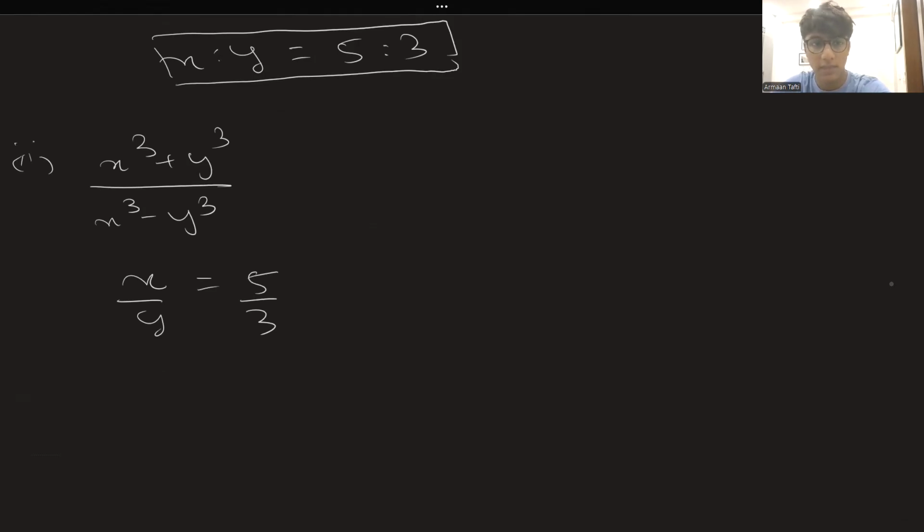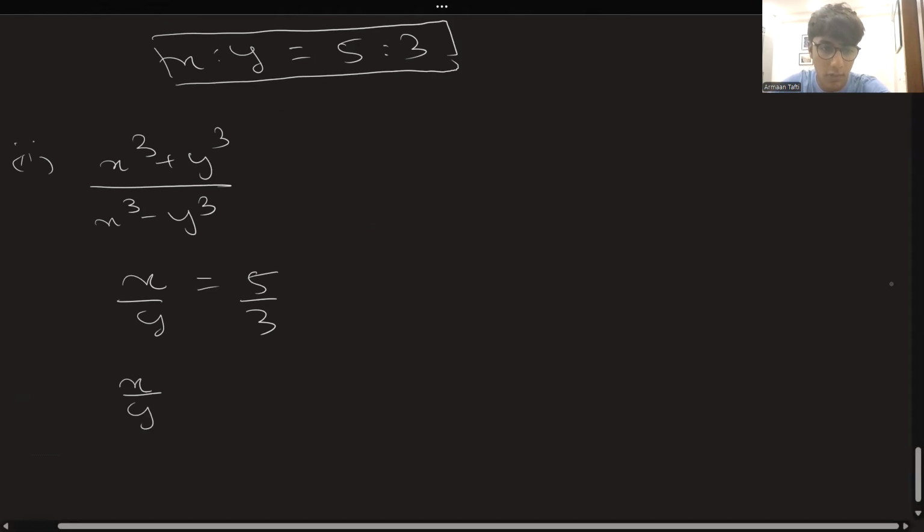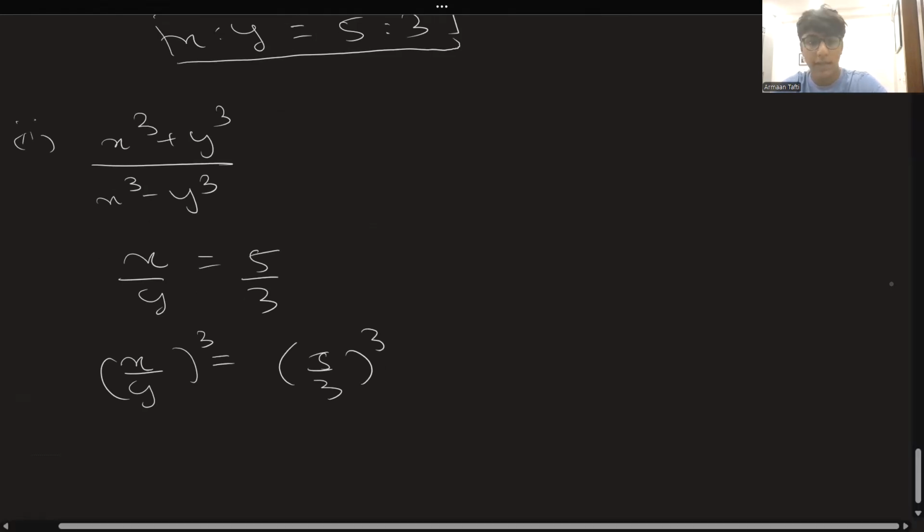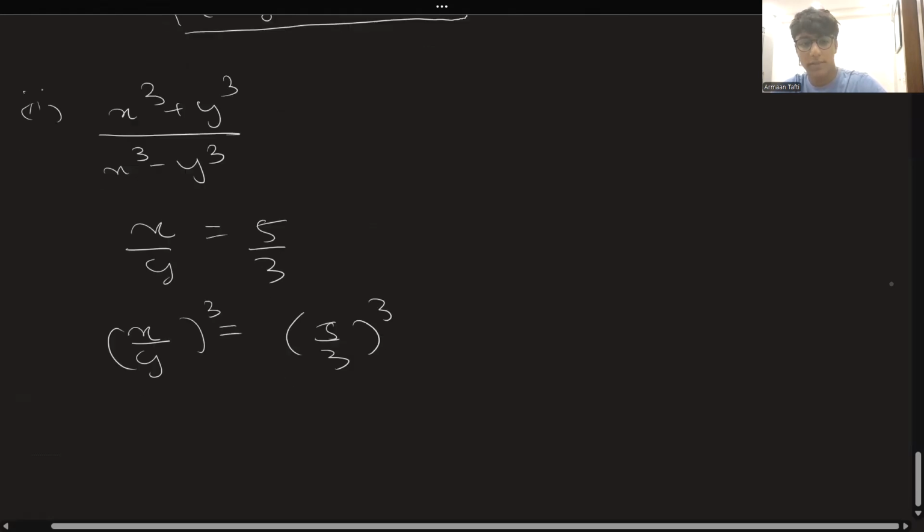Again, this looks like it's in the form of a CND, right? But everything is cubed, so let's cube both sides. (x by y) whole cube equals (5 by 3) whole cube. I hope you understand why I'm cubing both sides. It's because I see a power 3 here. How will I introduce a power 3? I have to cube it, right? So you get x cube by y cube equals 125 by 27.